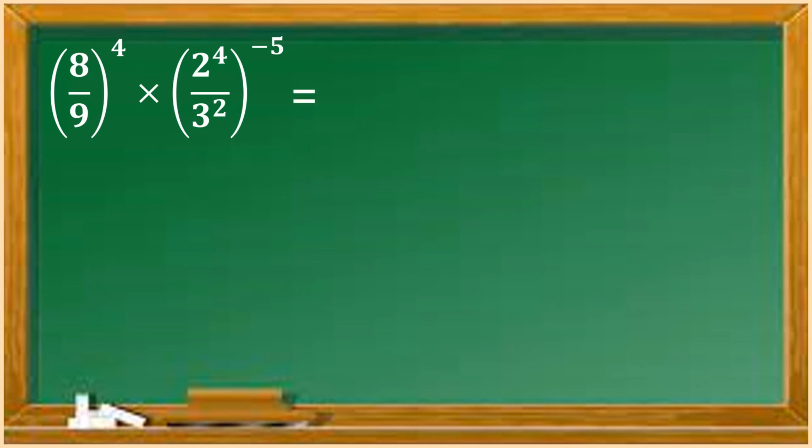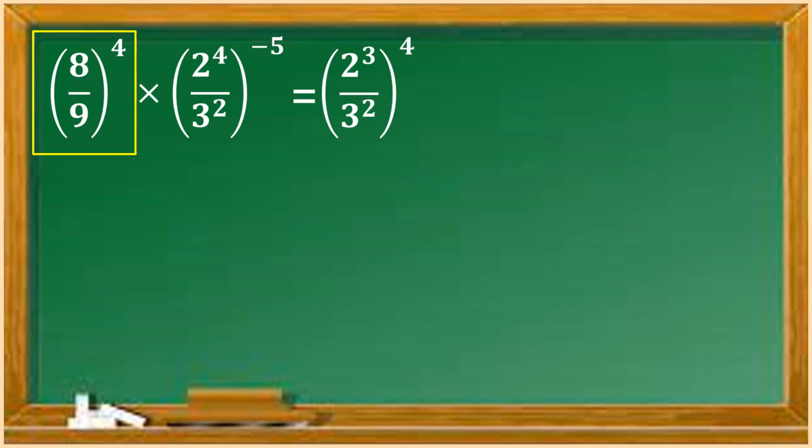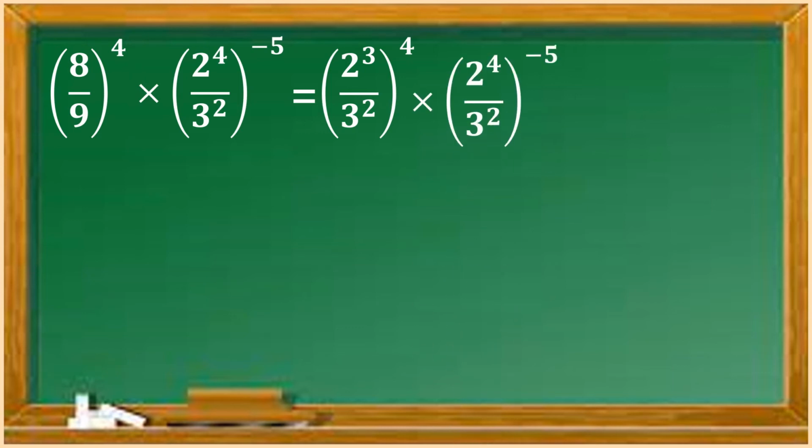In doing this, first we need to rewrite this one to the base 2 in the numerator and to the base 3 in the denominator. So we will be having 2 to the power of 3 over 3 squared, or 3 to the power of 2, raised to 4. Since 2 times 2 times 2 is equal to 8 and 3 times 3 is equal to 9. Times, we copy this one, 2 to the power of 4 over 3 squared raised to negative 5.